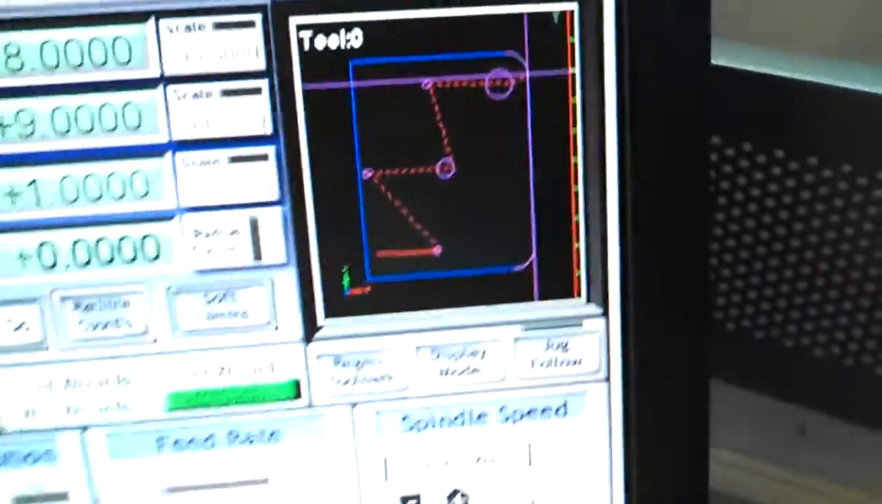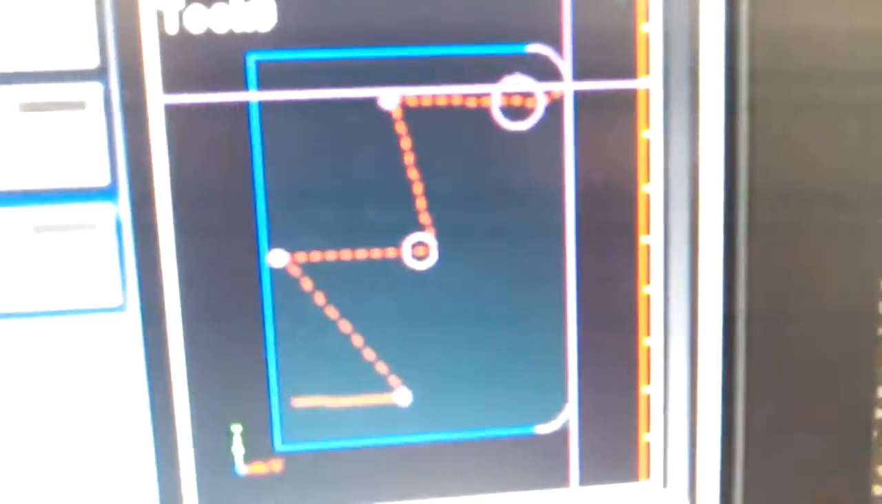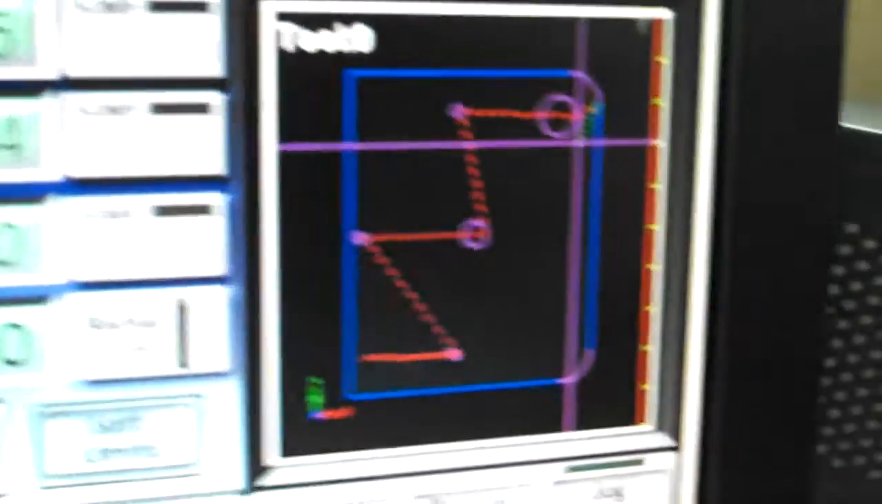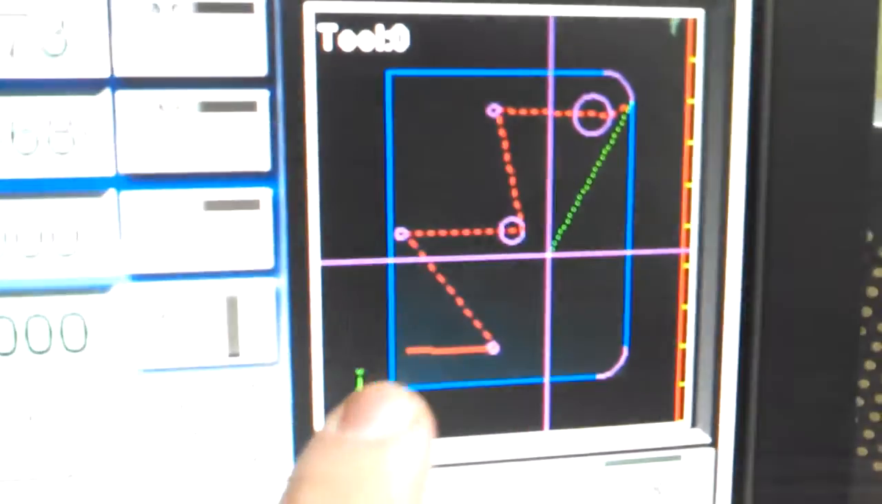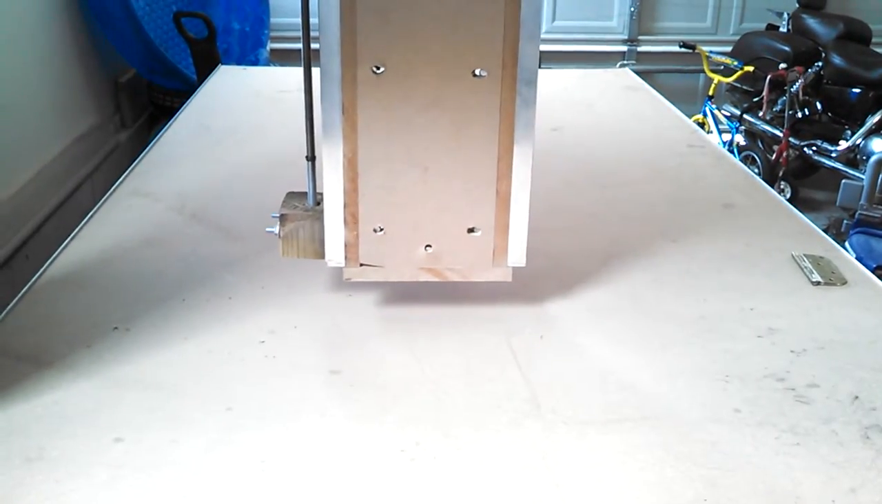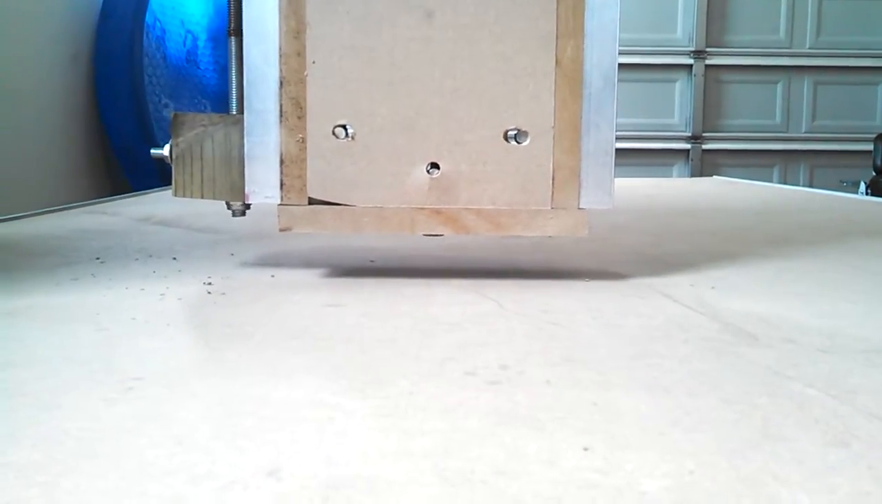So this is the dust hood. Sorry, I'm looking at the screen and the phone at the same time. Cycle start, and you see this thing going back to its zero point, the origin. It's going to start, actually it's going to go to this hole, which isn't quite the origin. But I'll give you a video of this thing moving around. So you just kind of have to imagine that there's a router bit and a piece of wood below it that we're cutting.